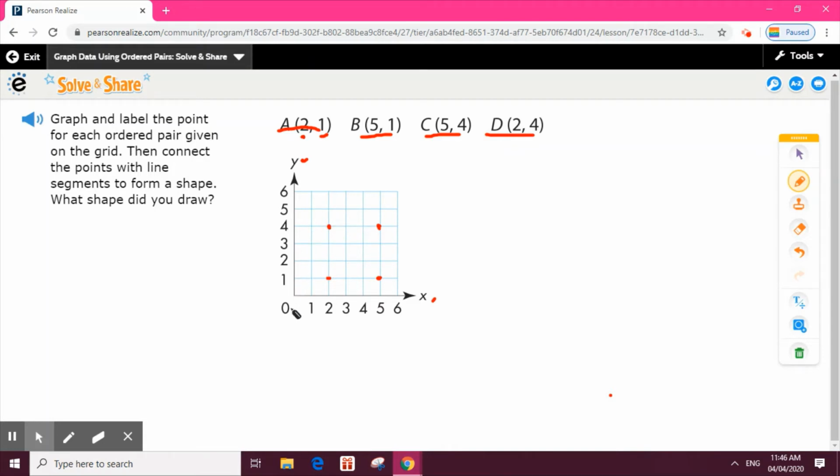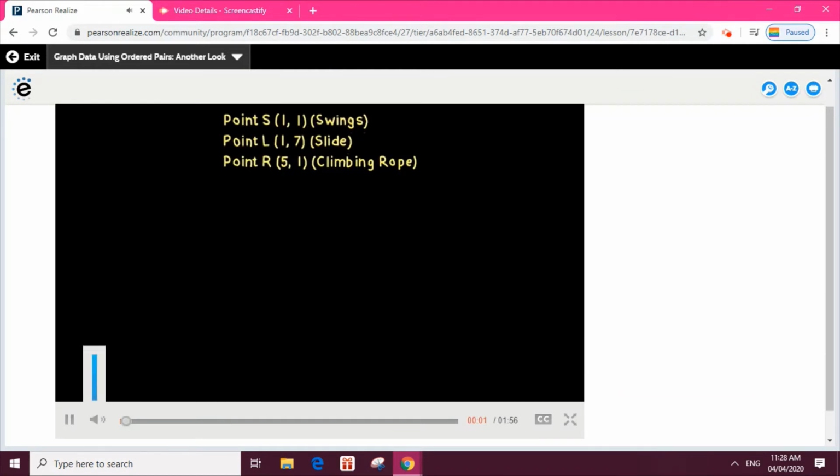Great! Now, what shape did you draw? We can draw a shape of square. Good! Today, we will graph data using ordered pairs. Just remember these 2 words, over and up.